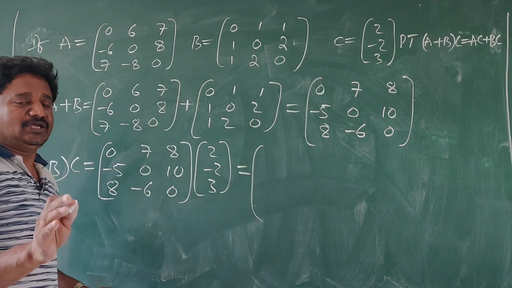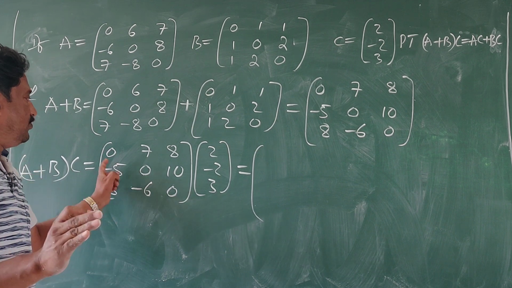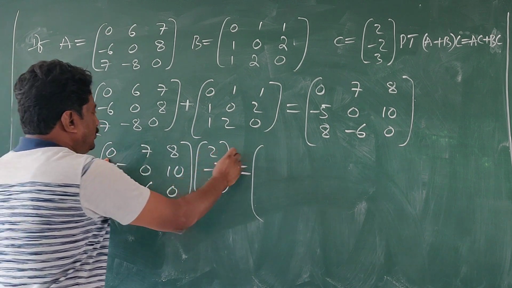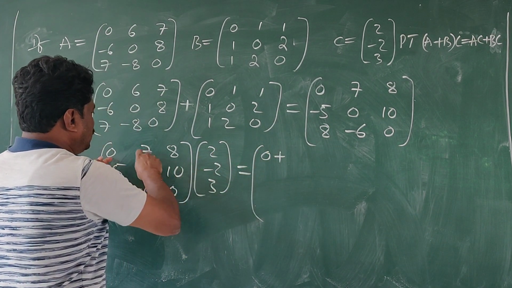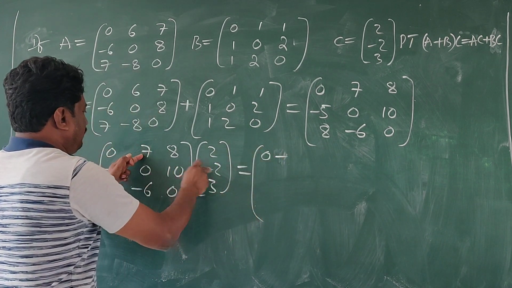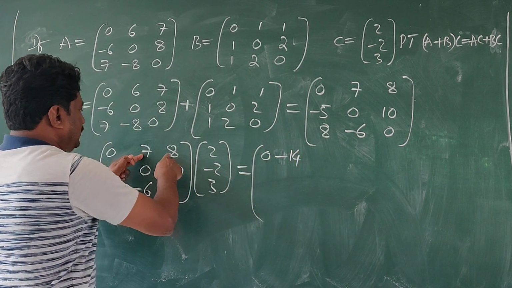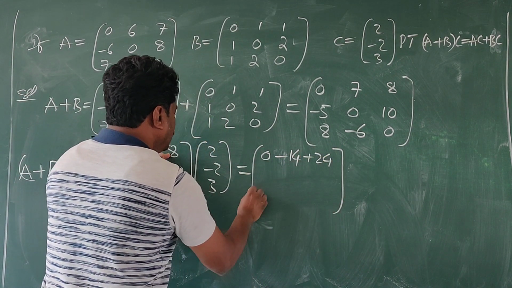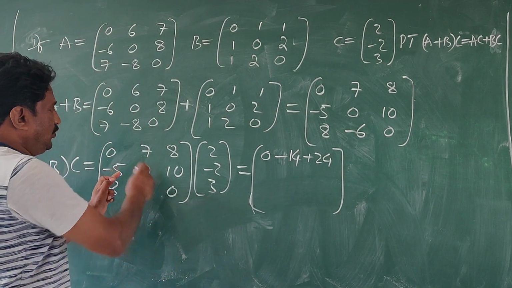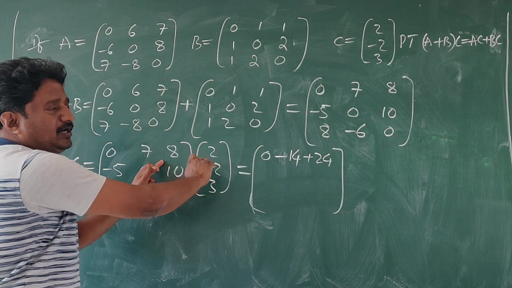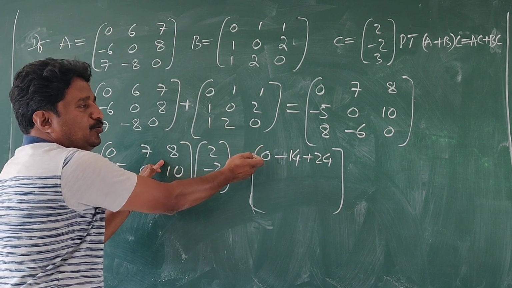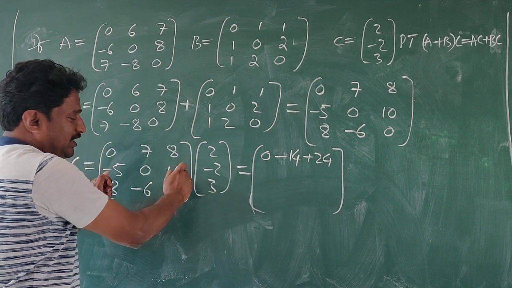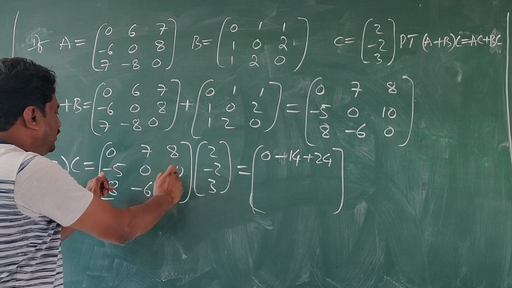So you know the multiplication of matrices very well. First row, first column. 0 into 2, 0. Plus 7 into -2, -14. 8 3s are 24. So 24. Next, first row, first column is over. We don't have one more column to multiply with the first row, so you should go for the second row.